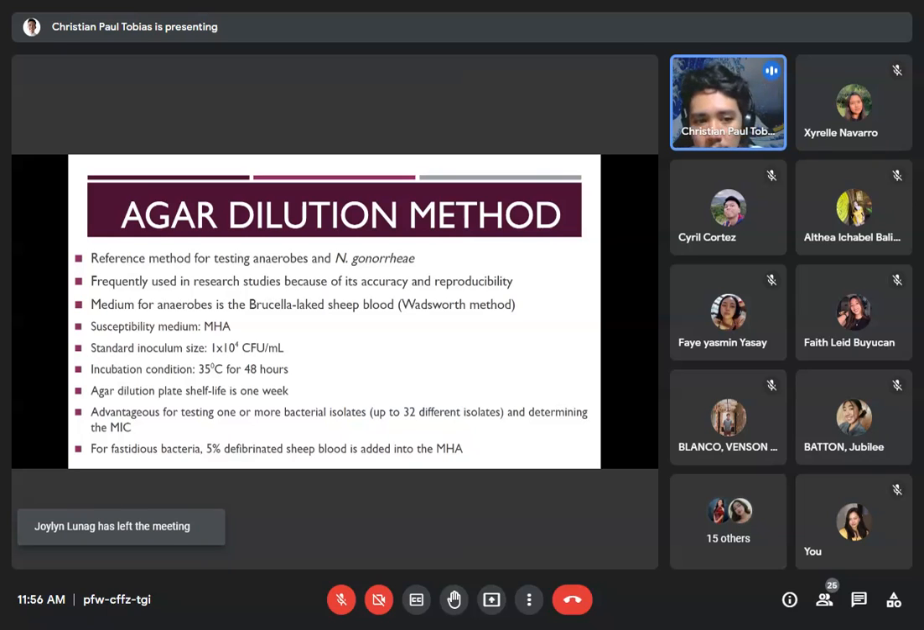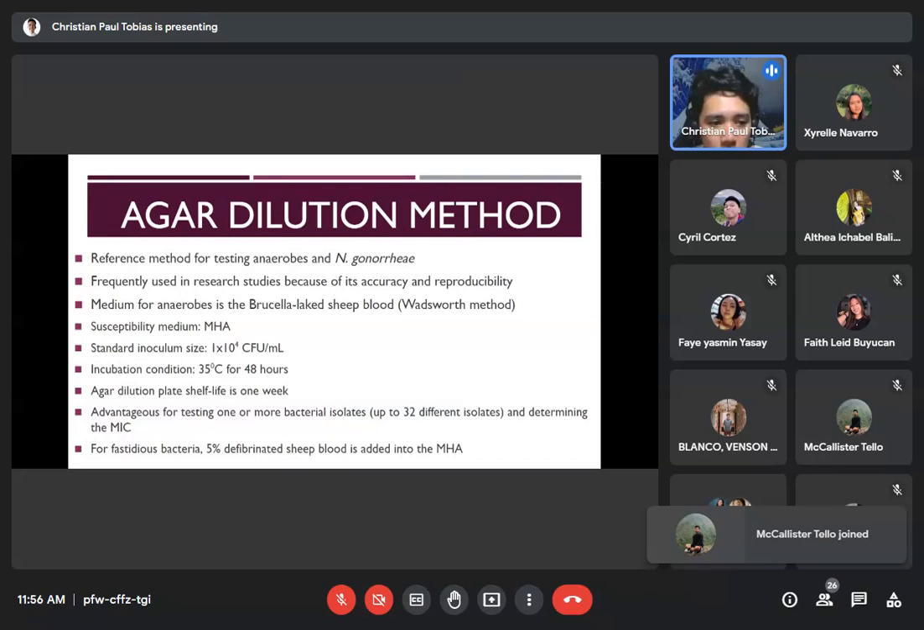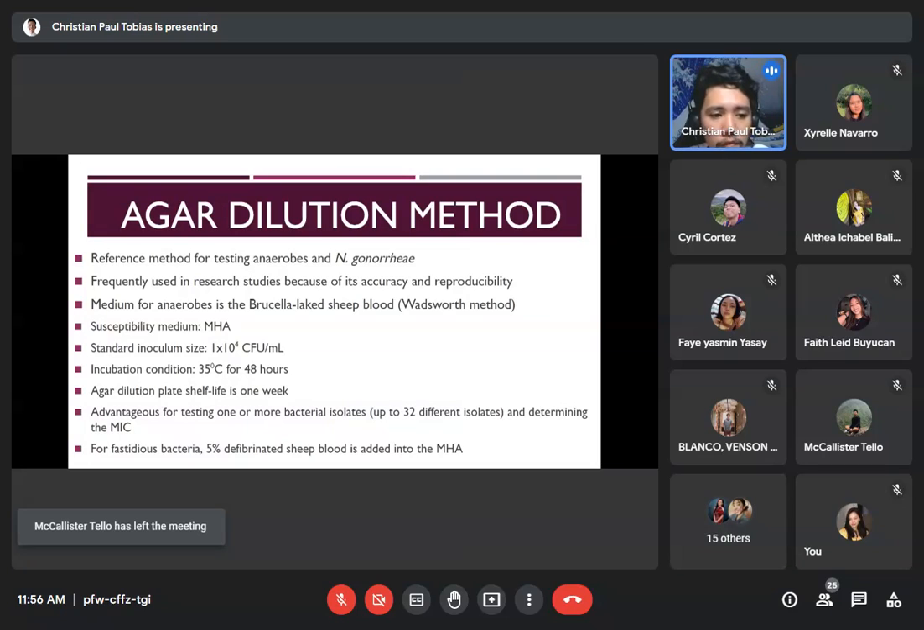So medium for anaerobes is BLSB or your Brucella laked sheep blood, or Wadsworth method. Using Wadsworth method, susceptibility medium, the same MHA. Standard inoculum, 1 × 10⁻⁴ CFU per ml. Incubation, 35 at 48. Okay, agar dilution plate shelf life is 1 week. Okay, advantageous for testing 1 or more bacterial isolates and for fastidious bacteria. Okay, so agar dilution, ginagamit to if single antibiotic ang tinetest against a number of bacteria. Okay?